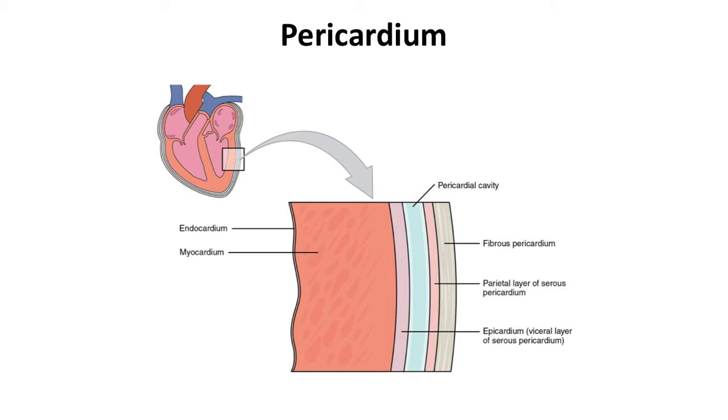The visceral portion of the serous layer is synonymous with the epicardium. That means it touches the heart directly and is actually part of the outermost layer of the heart. And the parietal layer is further away from the heart. Between these two layers is fluid to help prevent friction.